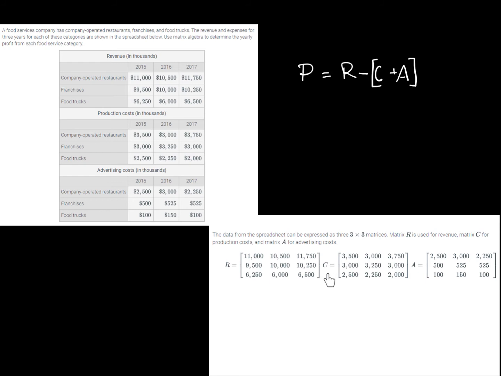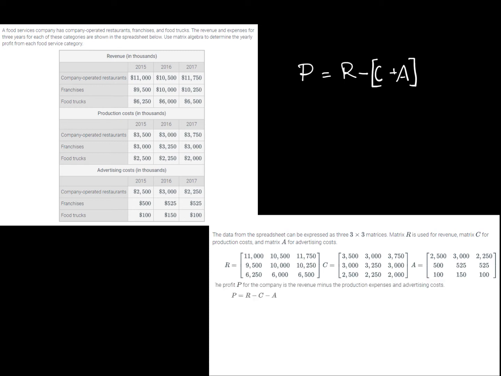So we had to find a different letter for our production costs. So those are my three matrices. And basically, all I want to do now is associate the matrix arithmetic operations with these matrices here. I know that my profit, which is what I've been asked to find, the yearly profit from each category, and I know what the revenue, the production, and the advertising costs were. So all I need to do is set up the matrix arithmetic to do that.